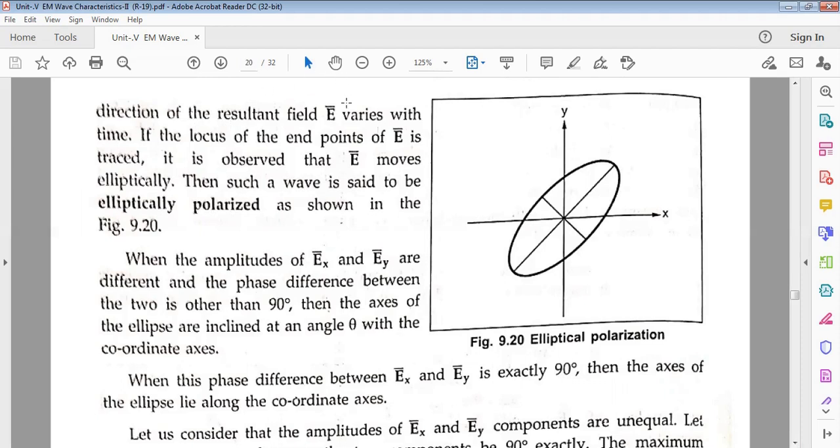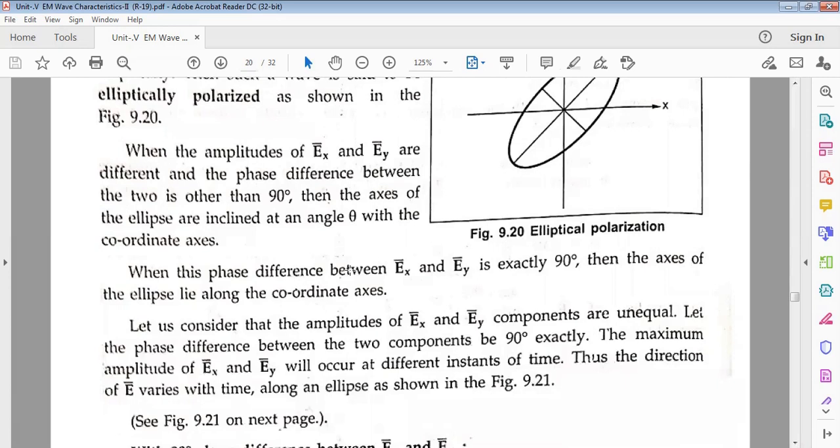In the previous case, the angle between EX and EY is 45 degrees. When the amplitudes of EX bar and EY bar are different, and the phase difference between the two is other than 90 degrees, then the axes of the ellipse are inclined at an angle theta with the quadrants. And if the phase difference between EX and EY is exactly 90 degrees, then the axes of the ellipse lie along the coordinate axes.